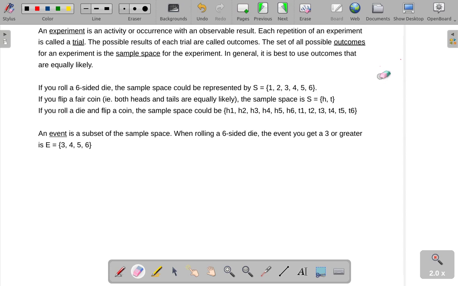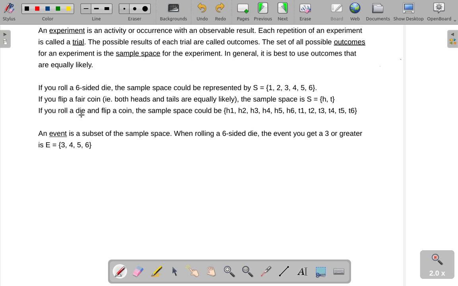All right, so let's see some sample spaces that would be good. If you roll a 6-sided die, then your sample space very naturally would be the outcome of that die, a 1 through 6. If you flip a fair coin, I do specify a fair coin here, so it's 50% chance that it comes up heads, 50% tails. By and large, unless we specify that it's an unfair coin, we're assuming that you're just as likely to get heads as you are tails.